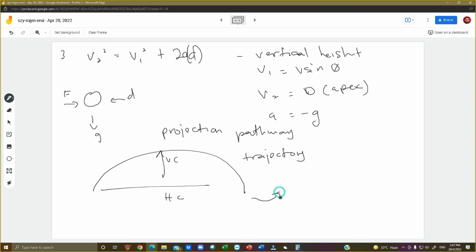This projection can be divided into three by relative height: where the start and end are at the same height, start higher than end, and start lower than end. This one is 0, this one is 1, this one is negative 1. Either way, all of these will have their own vertical component and also horizontal component. This is projectile.